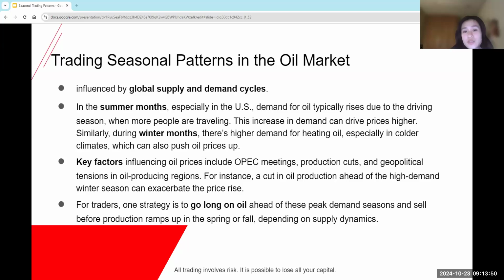Key factors influencing oil prices include OPEC meetings, production cuts, and geopolitical tensions in oil producing regions. For instance, a cut in oil production ahead of the high demand winter season can exacerbate the price rise. So for traders, one strategy is to go long on oil ahead of these peak demand seasons and sell before production ramps up in the spring or fall, depending on supply dynamics.